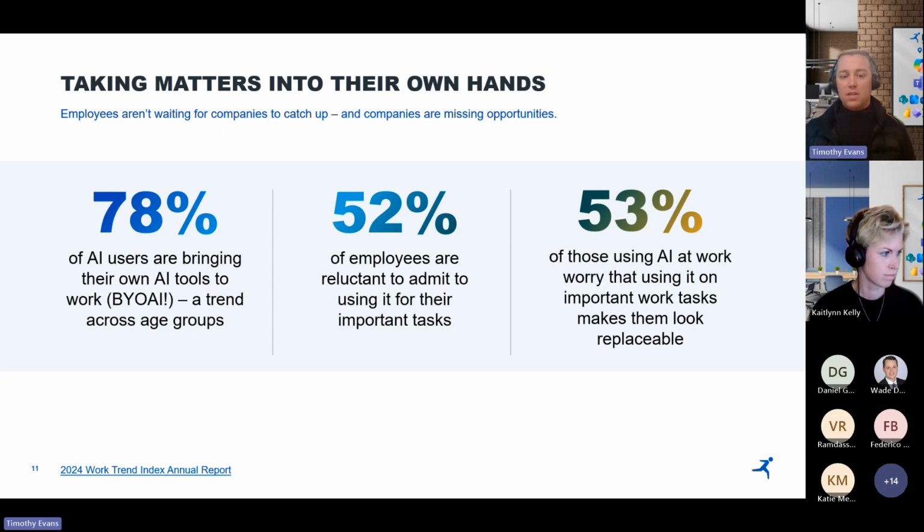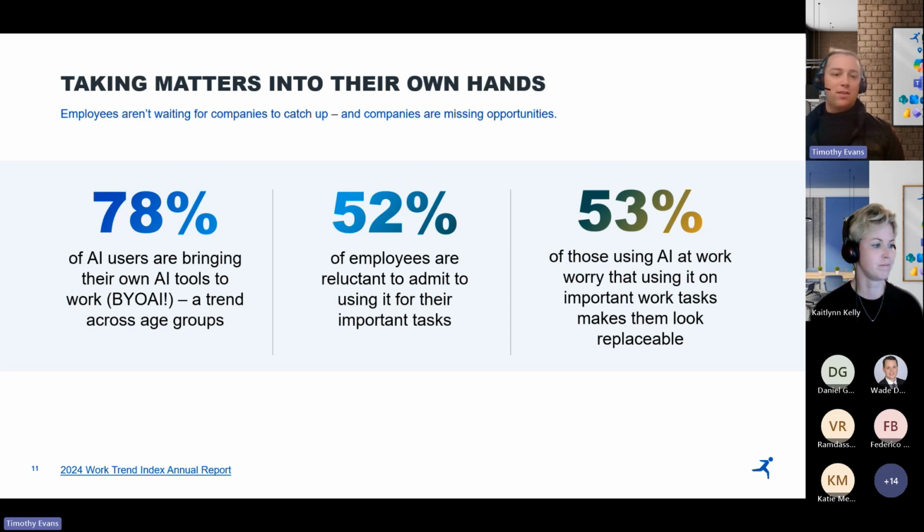Additionally, we've seen that 52% of employees are reluctant to admit that they are using AI for their important tasks, and 53% of those using AI at work worry that using it on those important tasks makes them look replaceable. So I think the key here, and what we're going to talk about today, is a strategic approach to implementing Copilot. We can see that folks are wanting generative AI. They are wanting Microsoft 365 Copilot.